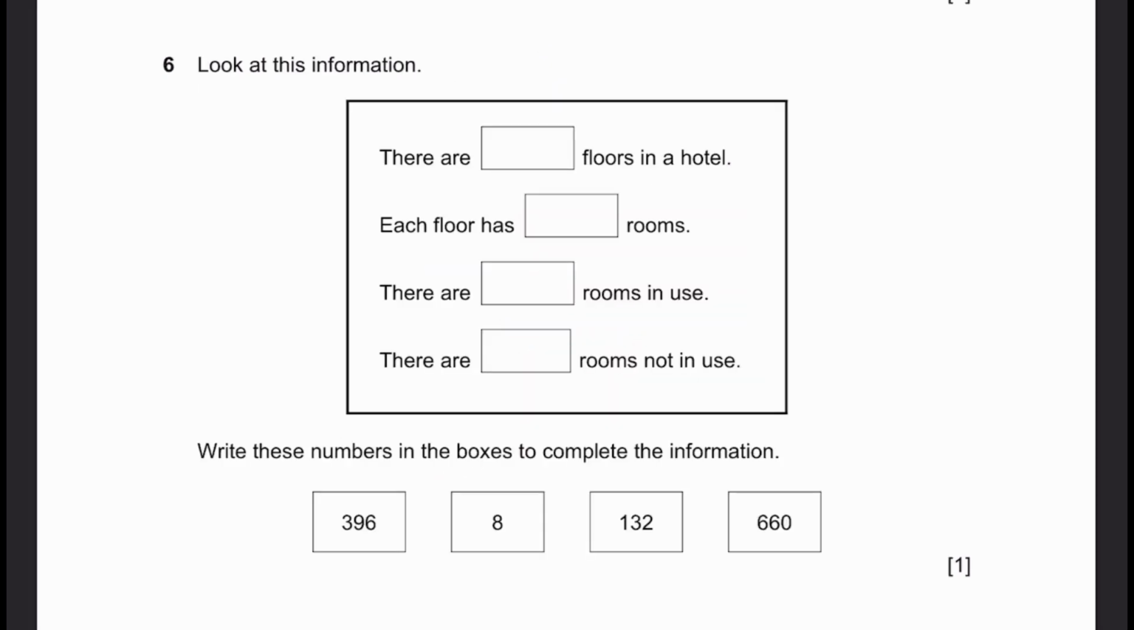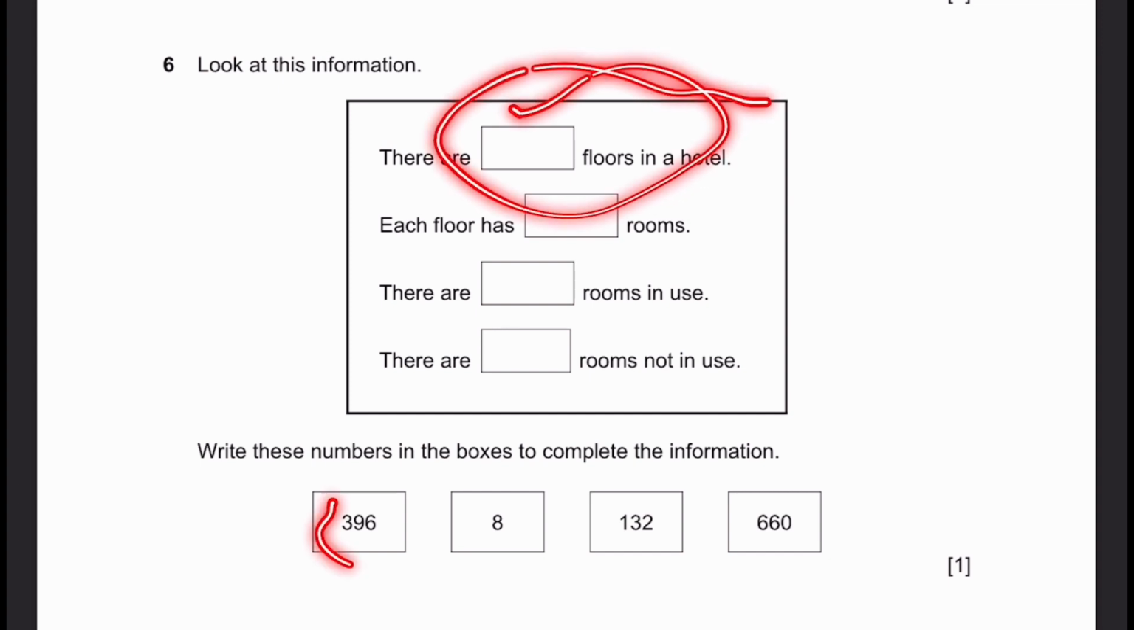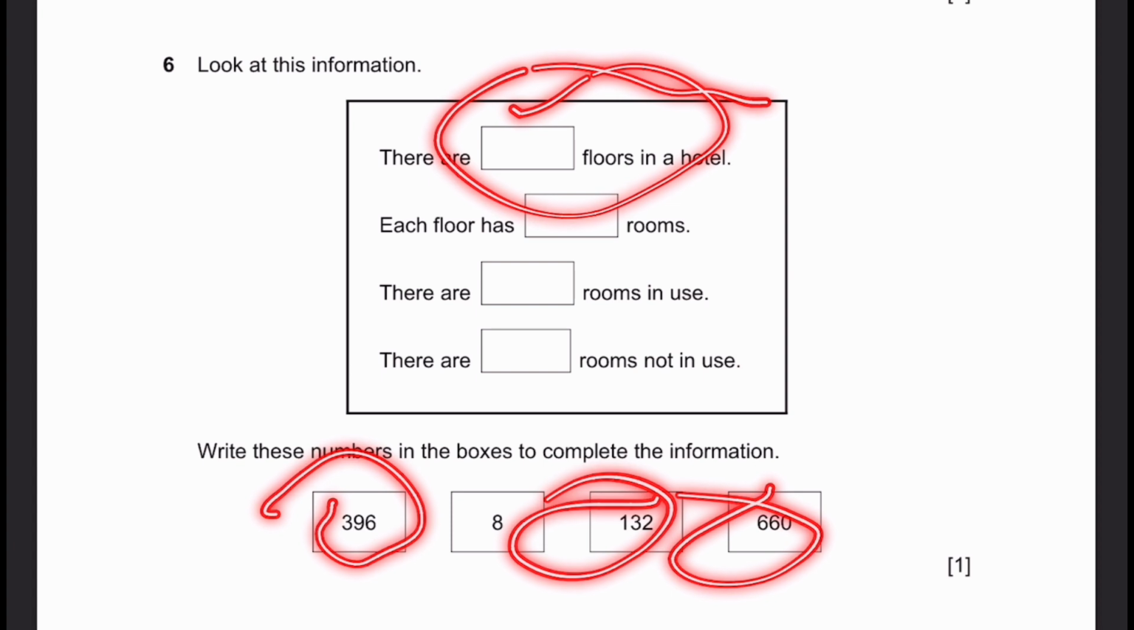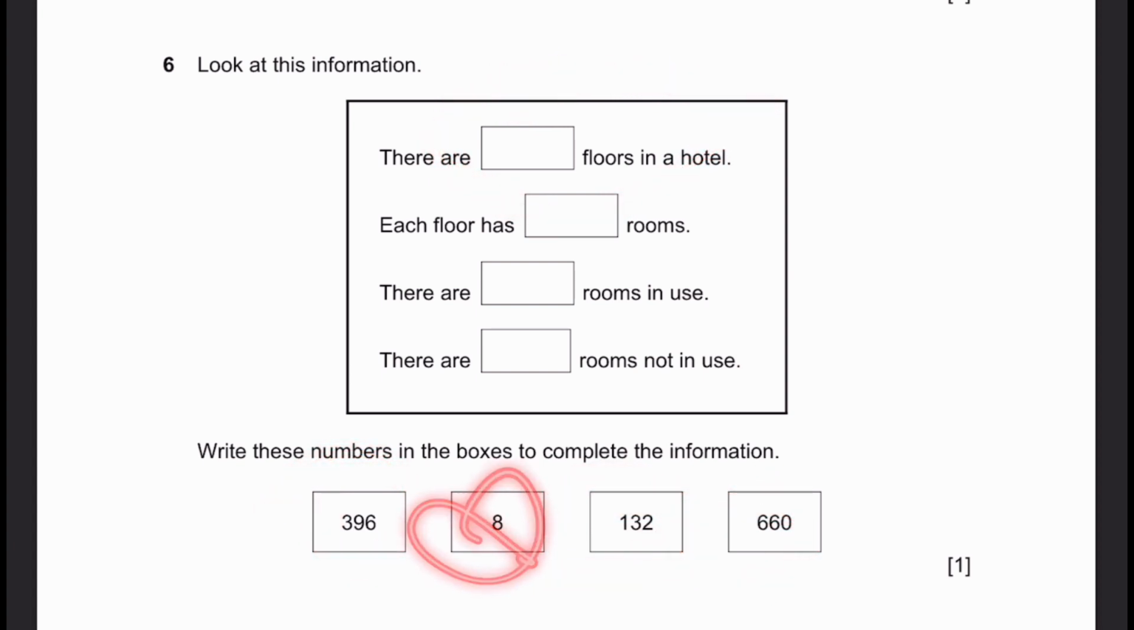Question 6. Look at this information. There are dash floors in a hotel. Each floor has dash rooms. There are dash rooms in use, and there are dash rooms not in use. Write these numbers in the boxes to complete the information. Well, obviously a hotel is not going to have 396, 132, or 660 floors. Usually it's going to just have 8 floors. So you can write 8 floors in a hotel.